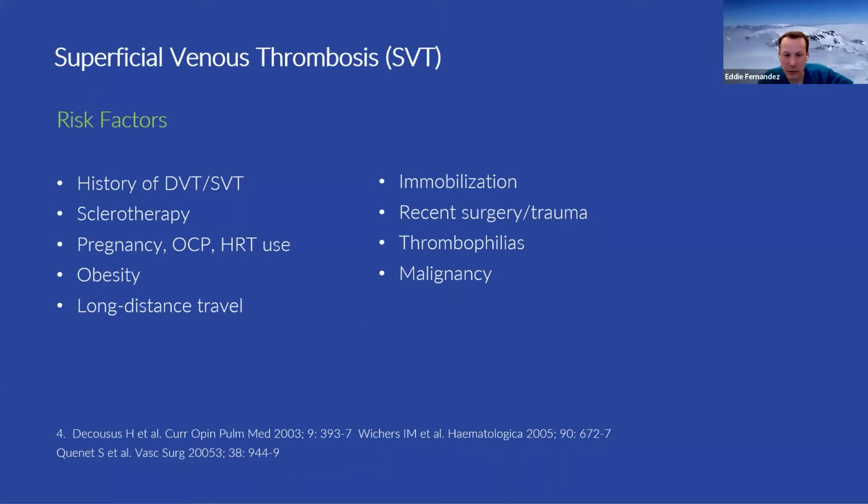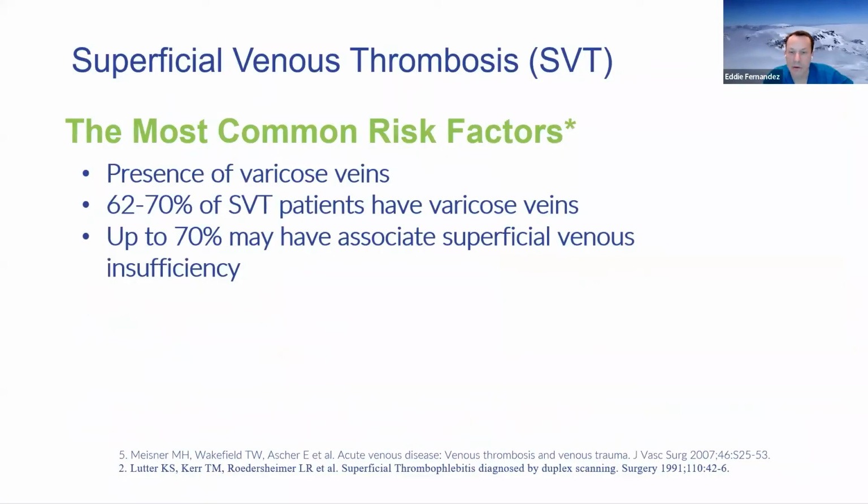What are the risk factors? Well, this should be very familiar. They really share the same risk factors for the most part with DVT. So history of sclerotherapy, history of previous DVT, pregnancies, oral contraceptives, or hormone replacement therapies, obesity, long distance travel, immobilization, surgeries, traumas, malignancies, thrombophilia. However, the most common risk factor is the presence of varicose veins. 62 to 70% of SVT patients will have varicose veins, and up to 70% may have an associated superficial venous insufficiency with them.